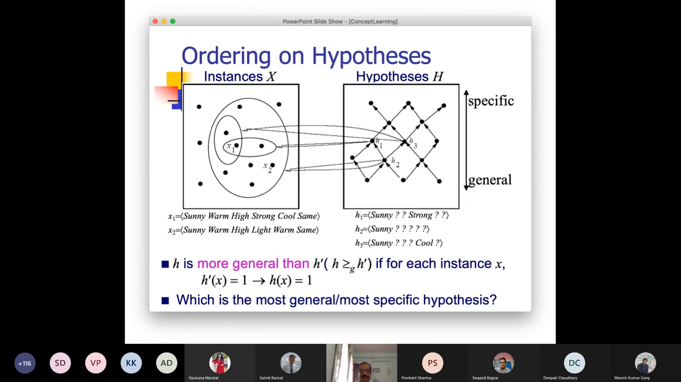Can you tell me once again which is the most general hypothesis, considering all hypotheses in the hypothesis space? No, I am not considering an example. It will be the all don't care tuple. So any hypothesis will be more specific to that. And similarly, which is the most specific hypothesis? This is all null. All null is the condition.